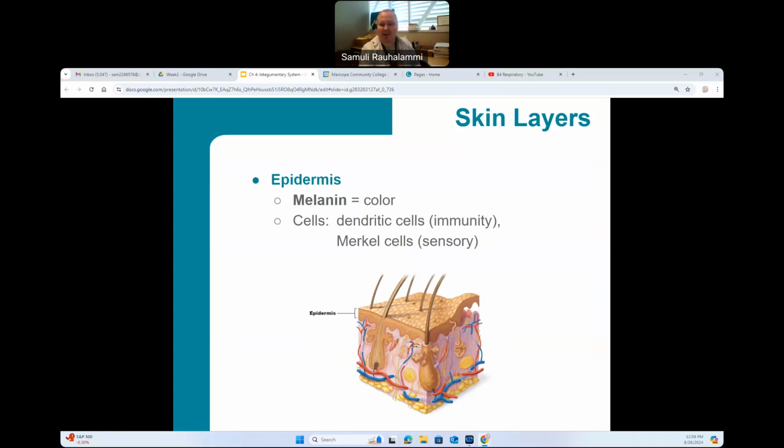Other things that we will see within the epidermis include special cells. So, for example, epidermal dendritic cells that alert and activate immune system cells to threats such as bacteria and viruses. And we also see what are known as Merkel cells that are sensory nerve endings, so basically are touch receptors.